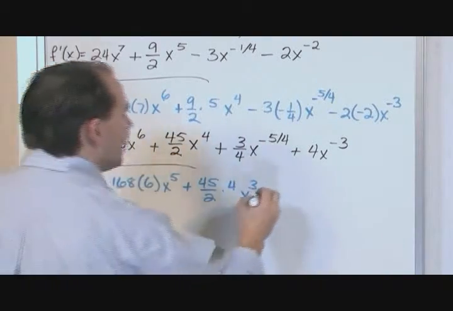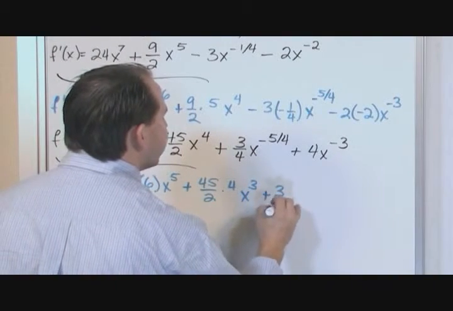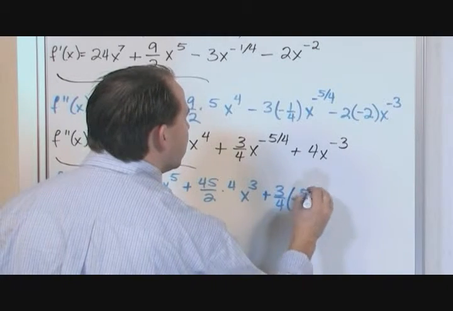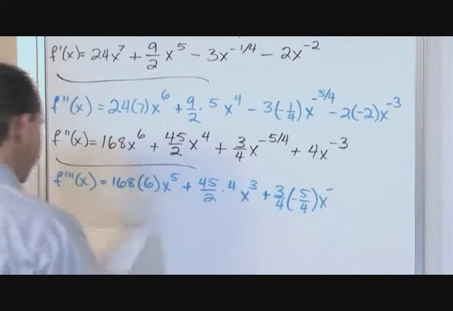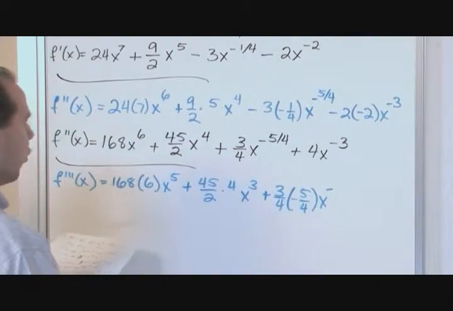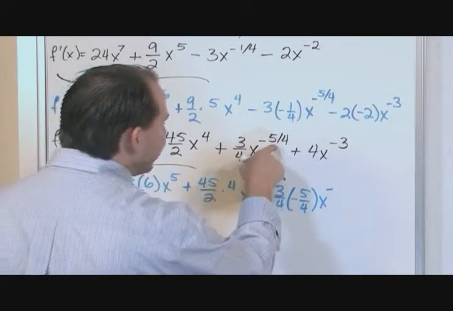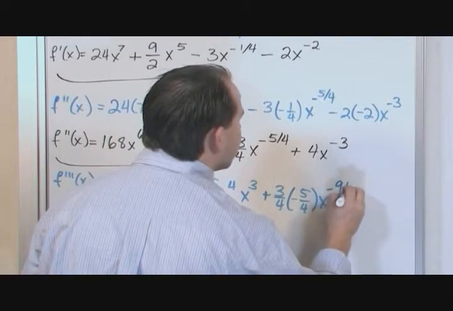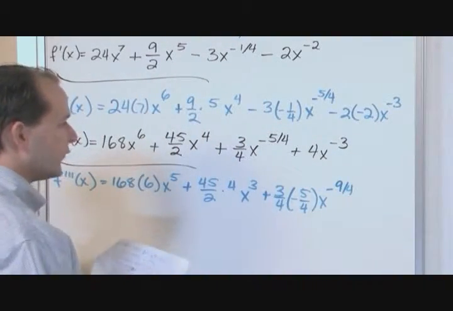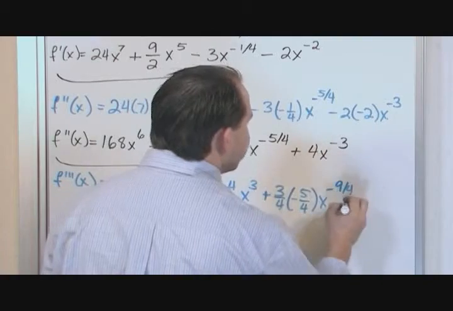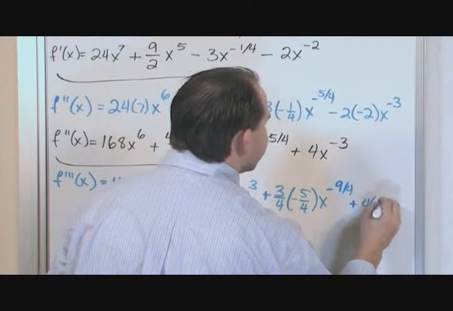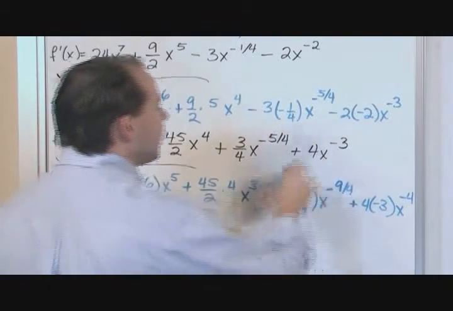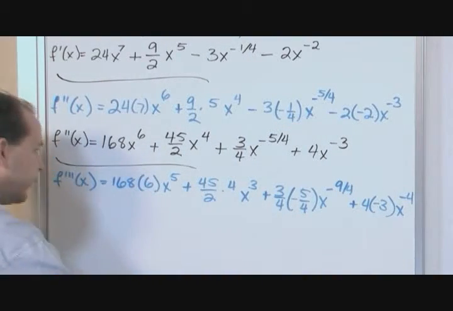Then we'll have 3/4 from here multiplied by this exponent, negative 5/4, x to the negative. Now if you have negative 5/4 and subtract 1 more, or subtracting 4/4 from it, you'll get negative 9/4. You'll get good at subtracting these fractions after a while, I promise you. And then here you'll have plus 4 times negative 3 from this exponent, x to the negative 4, subtracting 1 off of there. So let's go ahead and do this math.